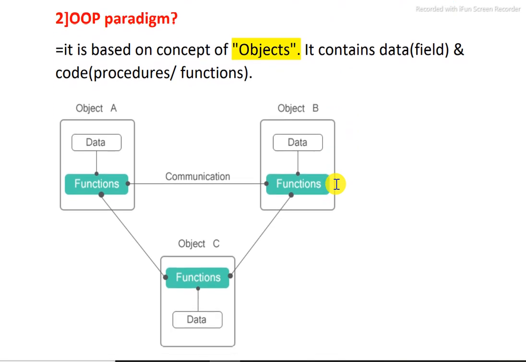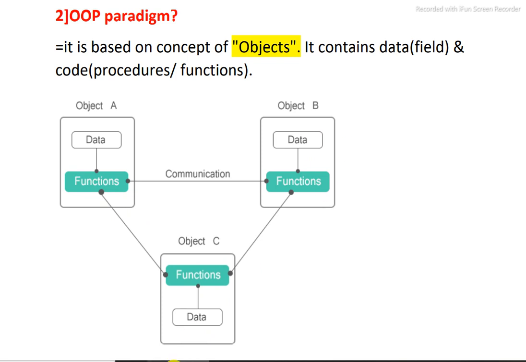Now the OOP paradigm. It is based on the concept of object. So in object-oriented programming, as its name suggests, it's based on the concept of object. It contains fields and code procedures or functions. So here we can see the objects A, B and C. They have data and functions. So all these functions communicate with each other.